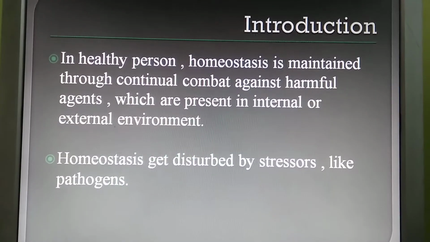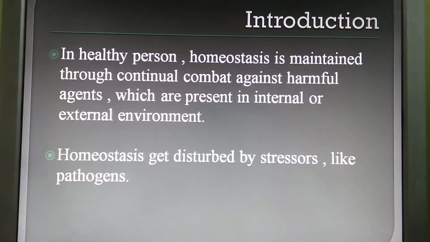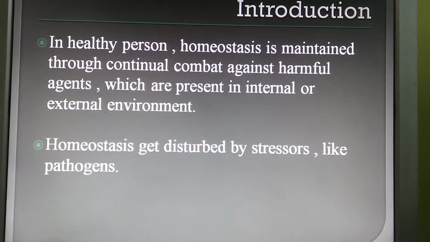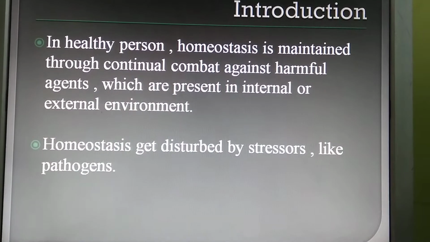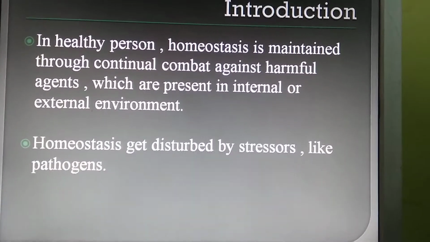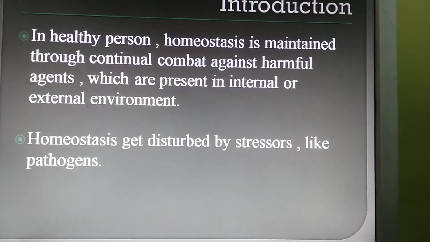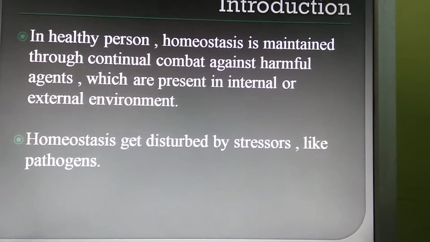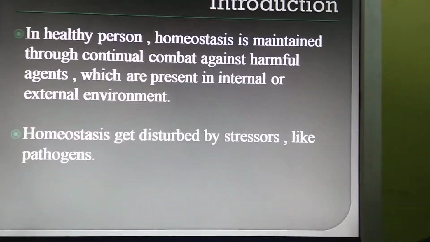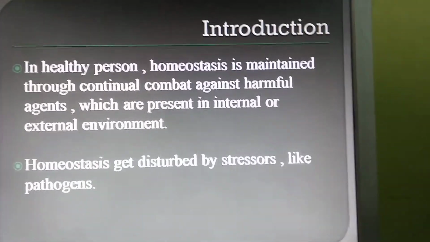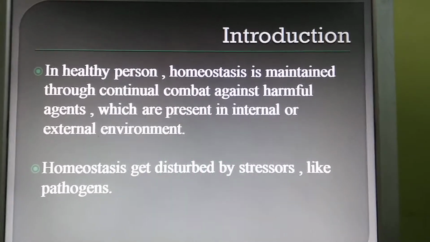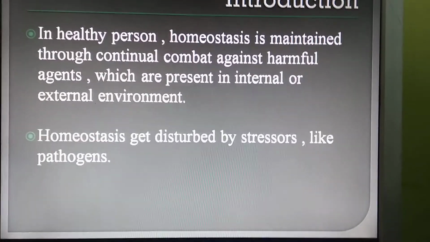In a healthy person, homeostasis is maintained through continual combat against harmful agents present in the internal or external environment. Homeostasis gets disturbed by stressors like pathogens. You are aware that homeostasis means the body's internal environment is in normal condition. This internal environment is nothing but the extracellular fluid present inside the body. When all contents of the extracellular fluid, gaseous, nutritional factors, hormones, are normal, and when the volume and temperature of this fluid are normal, it is said that we are in homeostasis. This homeostasis again and again gets disturbed by stressors like pathogens.